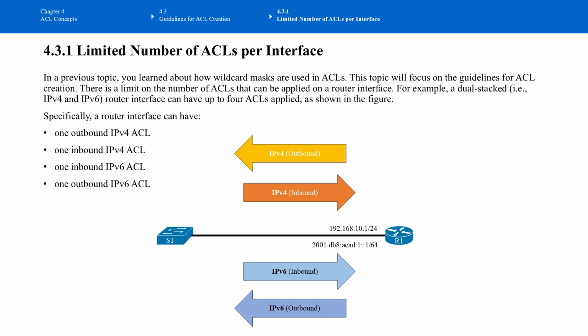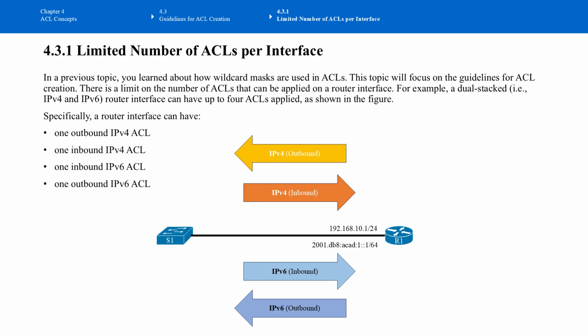So as shown in the figure, one interface can have up to 4 ACLs. These are one outbound IPv4 ACL, one inbound IPv4 ACL, one inbound IPv6 ACL, and one outbound IPv6 ACL.